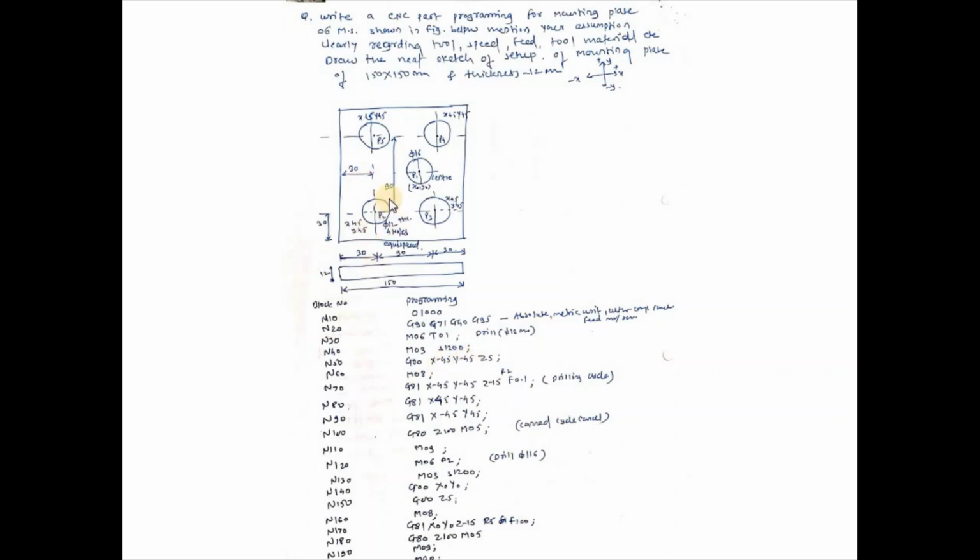This point P2 is in the third quadrant, which has negative coordinates: X minus 45, Y minus 45, Z 3, here 3 is there. So I will use the canned cycle.